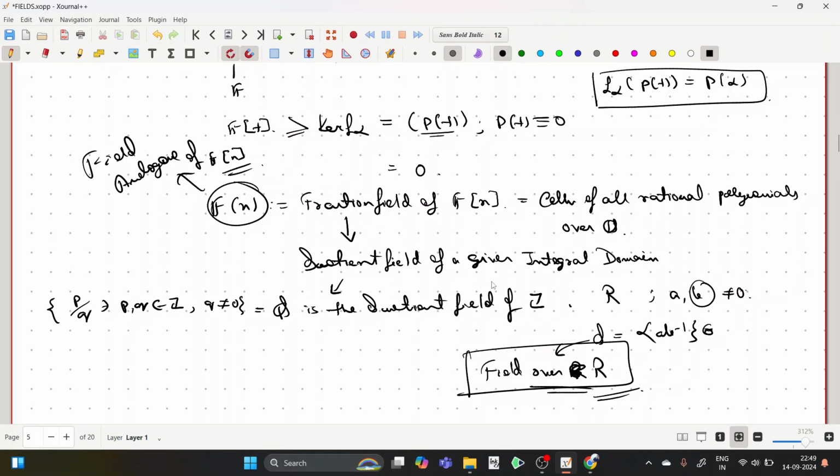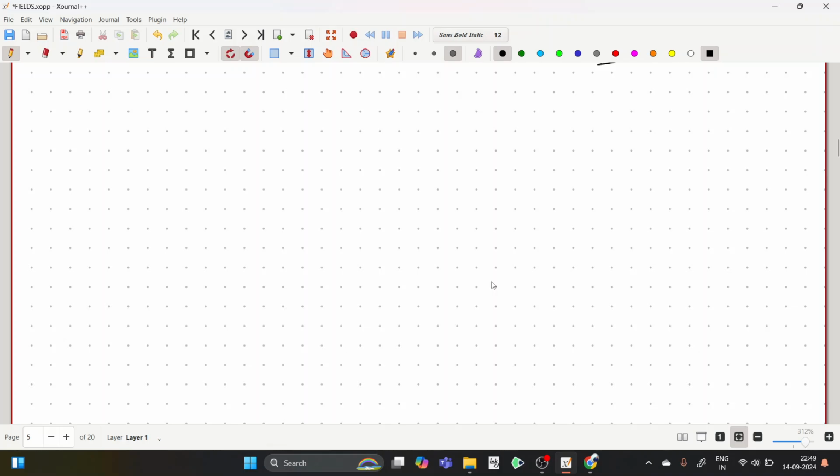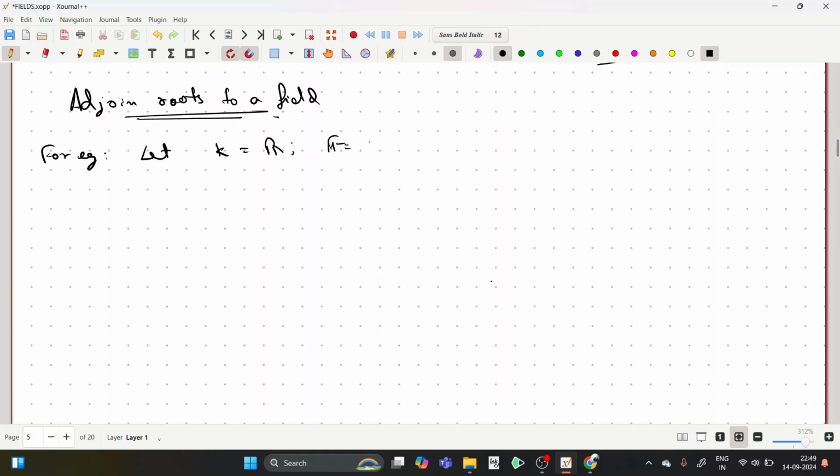Now let me continue. What we essentially intend to do in this lecture is, more or less, to adjoin roots to a field. Let me just start with an example. For example, let K be equal to R and F be equal to Q, and consider root 2 as an element of R as a field extension over Q. Clear?